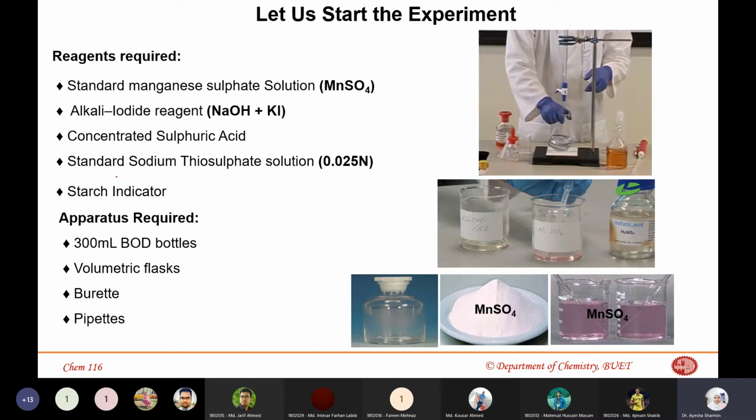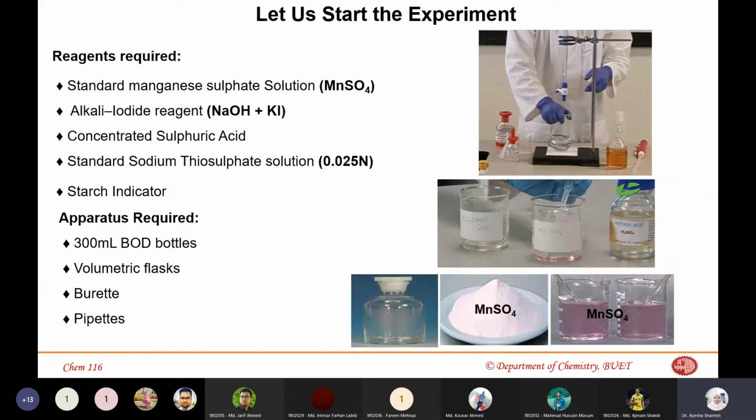Okay. You need alkali iodide reagent. That means the iodide is like here, sodium hydroxide, potassium iodide. Then you need the standard sodium thiosulfate solution in the burette. And you need sulfuric acid. And then you also need a Winkler bottle or BOD bottle.